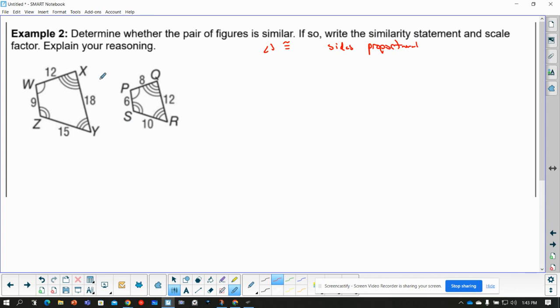Okay, all right, so let's see. I've got W is congruent to P. It's got one arc, two arcs, Z to S, Y to R, and X to Q. So we have all four angles are congruent. So we've got that part. Now let's see if the sides are proportional. 9 is paired up with this 6 right here. Fortunately, they're facing the same direction. 15 to the 10.